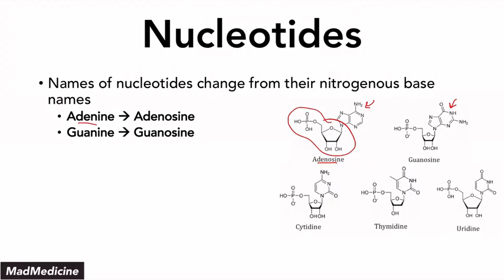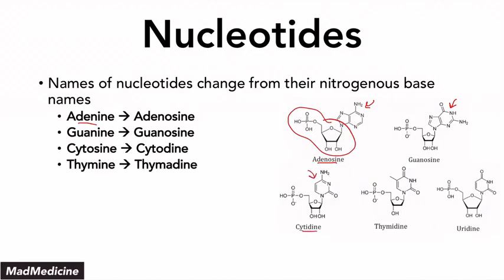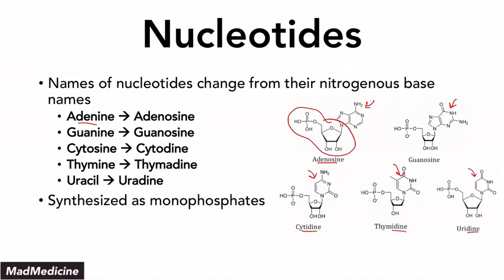The same is going to go for the pyrimidines as well. You have cytosine, which is this nitrogenous base. It becomes cytidine. You have thymine, which is this nitrogenous base. It becomes thymidine. And then you have uracil right here, it becomes uridine. That is very important to understand.